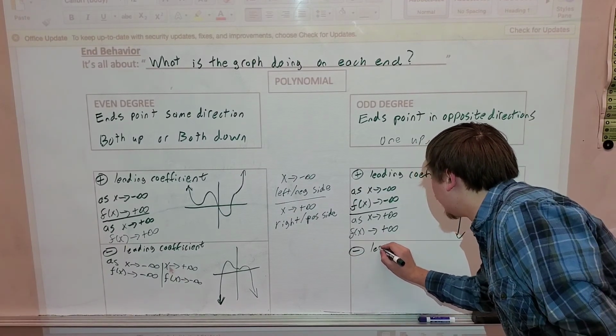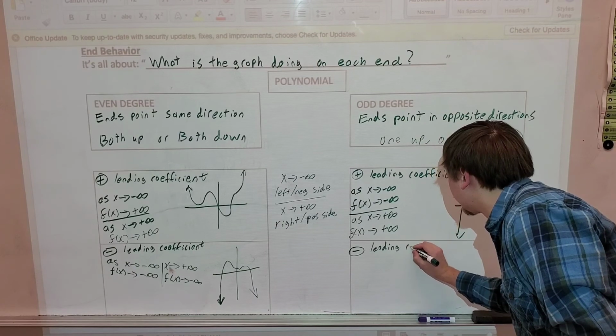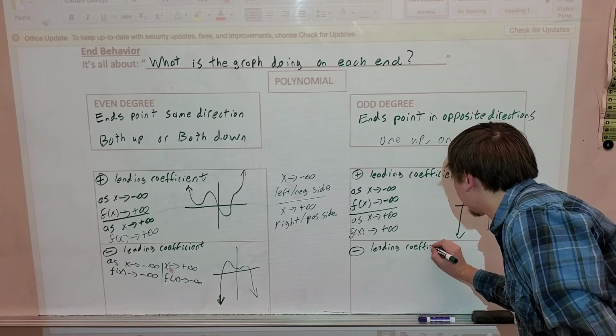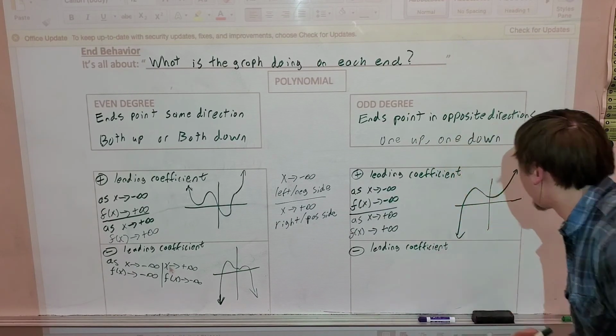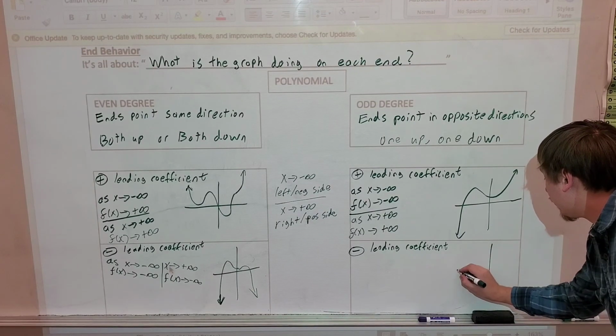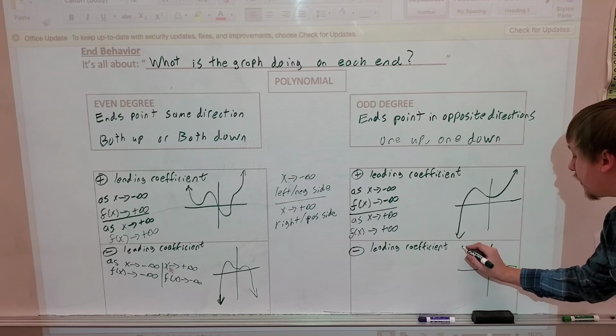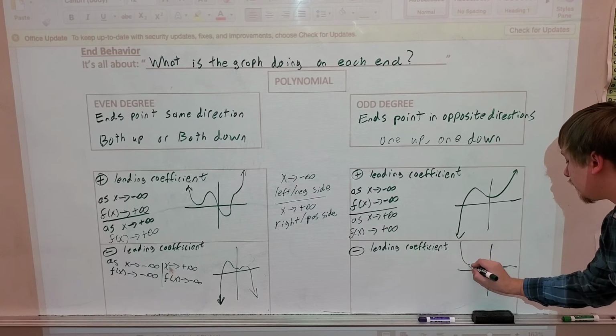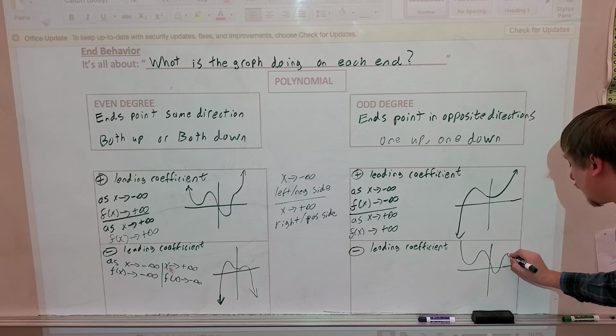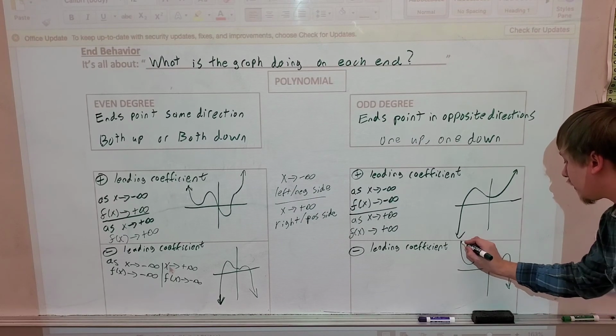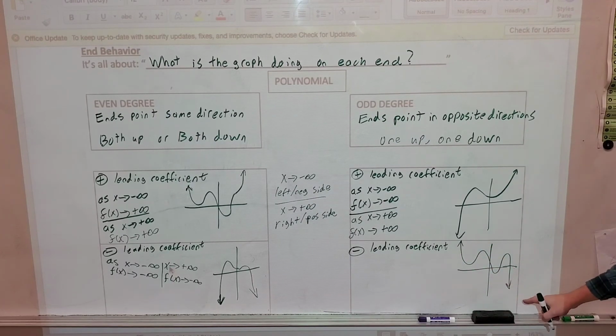So the negative leading coefficient, we might have a graph that looks something like this. It's going to do the opposite. This one started from the bottom, so this one's going to start from the top. And then go down at the end. On the right side, it's going to go down, just the opposite of the positive leading coefficient. So this graph is going to look something like this.